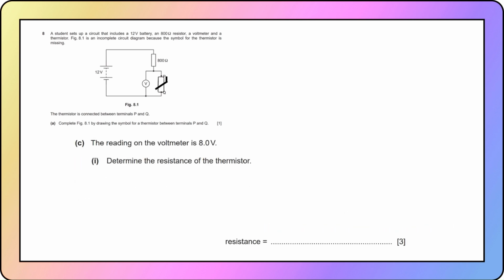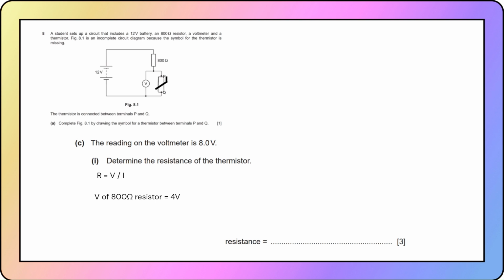Part C. The reading on the voltmeter is 8 volts. Determine the resistance of the thermistor. Alright, first let's recall the formula for resistance. Resistance is equal to voltage divided by current. But right now we do not have the current, but if we see the resistor, we already know that its resistance is 800 ohms, and its voltage is 12 minus the reading on the voltmeter, 8, which gives us 4 volts.